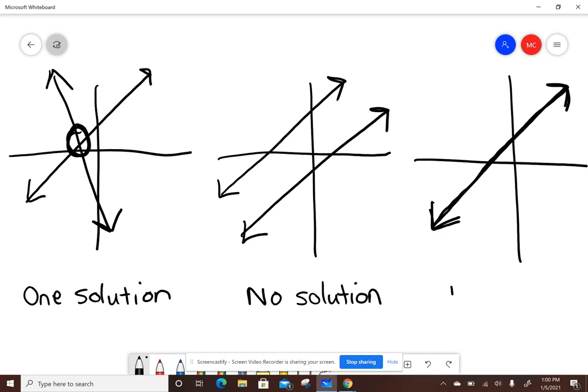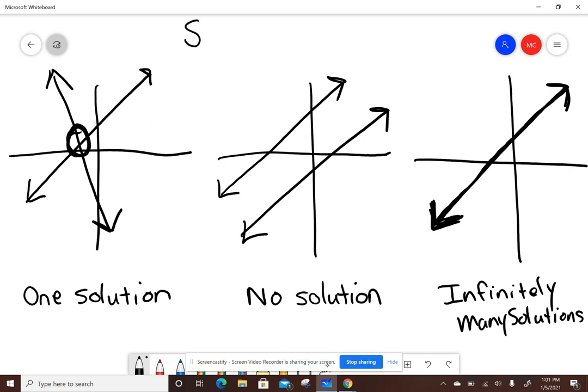When lines are coinciding, there's infinitely many solutions. Now, keep in mind that infinitely many solutions is different than all real numbers. All real numbers means you can pick any two numbers and they'll work. That's not the case here. Only specific ordered pairs will work, but there's an infinite number of them. Okay? So keep in mind that infinitely many solutions is different than all real numbers. So these are all systems of equations that are graphed.